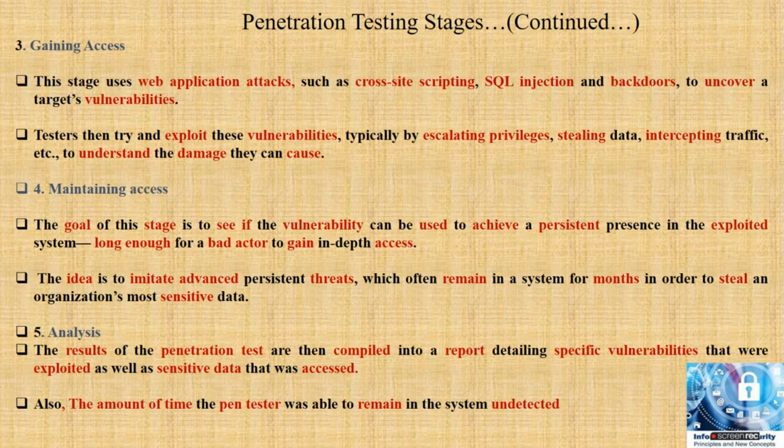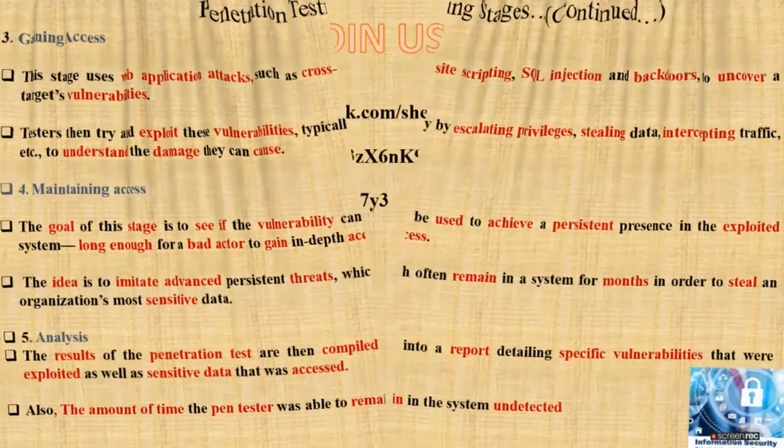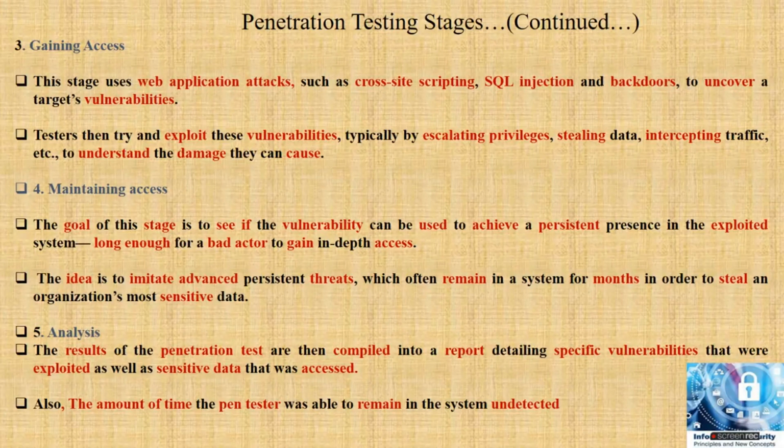The fifth and last stage that a penetration test passes through is analysis, and this is the most important phase, because the results of the penetration test, all the detailed specific vulnerabilities that were exploited, the sensitive data that was accessed, and the amount of time the penetration tester was able to remain in the system undetected, are combined into a detailed report to tell the management what corrective actions should be taken to fix these vulnerabilities and secure your system enough to be protected against the different types of attacks and have a good secure system.